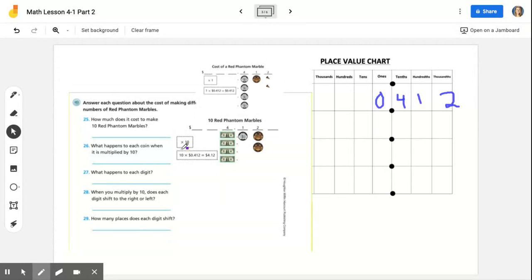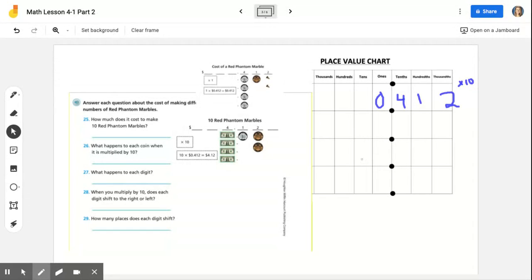And then underneath it, it says 10 times 412 thousandths is equal to, and they already have the amount here, $4.12. Well, how did they get that? They didn't really tell us how they got that. Let's do it on our place value chart. So we have 412 thousandths on our place value chart, and we're going to multiply it by 10. So nice and small on the side, you could just put 10.